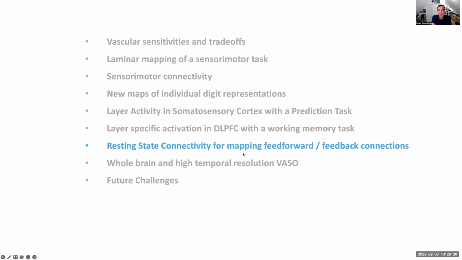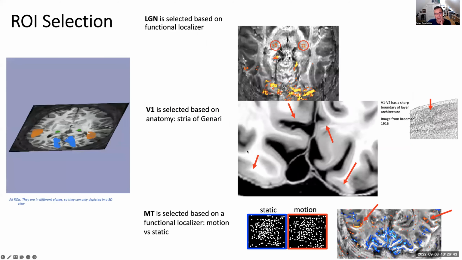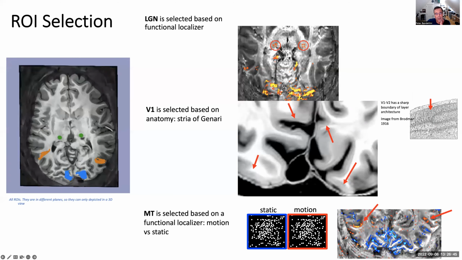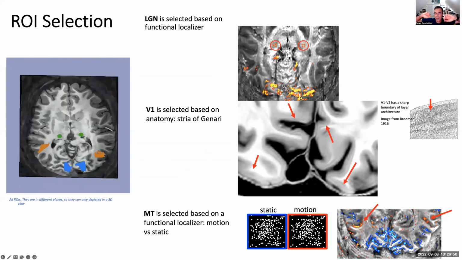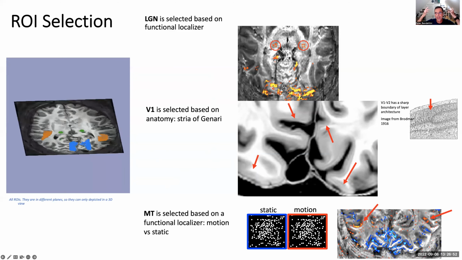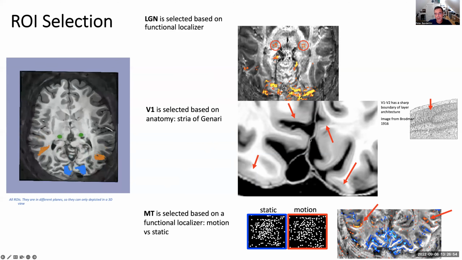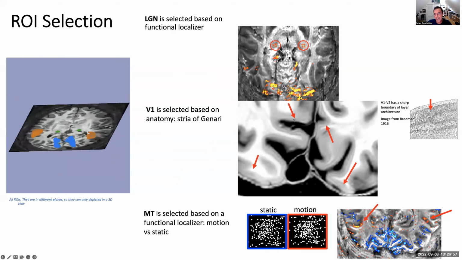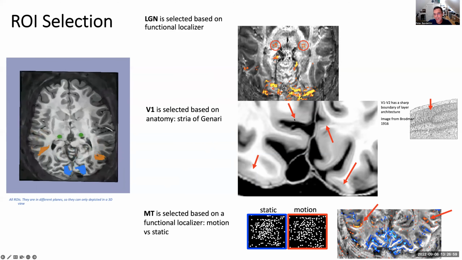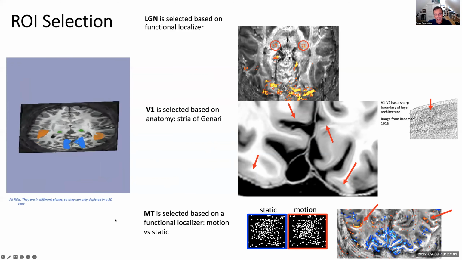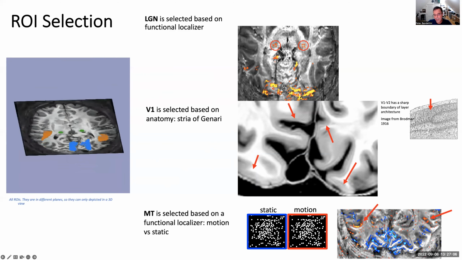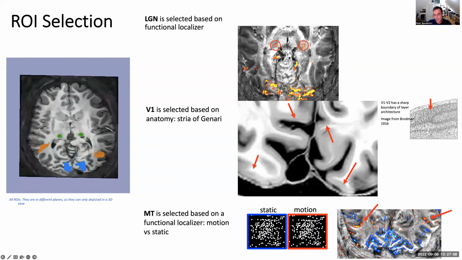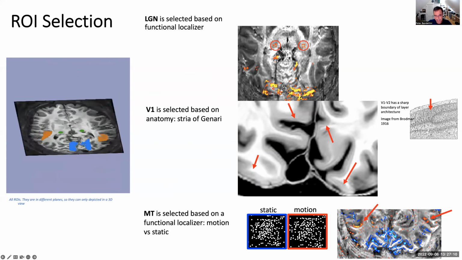Resting state connectivity for mapping feed-forward feedback connections. So this is a nice study where we first localize specific areas. The lateral geniculate nucleus, which is the lowest level in the hierarchy, receives sensory input and goes to V1. V1 was selected based on where the stria of Gennari were. So that was the boundary of V1. And we also looked at MT based on just simply a localization task that involved moving dots versus static. So we clearly localized MT.